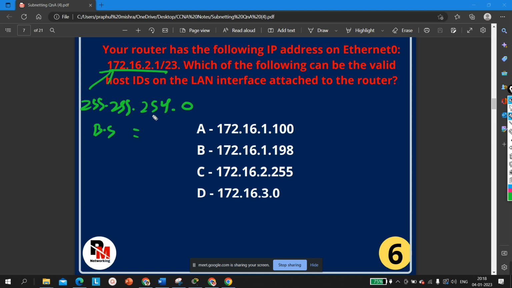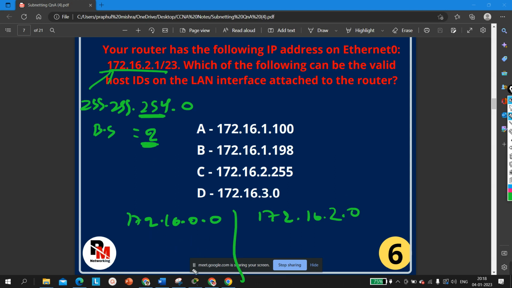Block size will be 256 minus 250, that means 2. And the last one is present in which octet? Here in the third octet, right? So the first network will be 172.16.0.0, and the second network will be 172.16.2.0. Block size is 2.